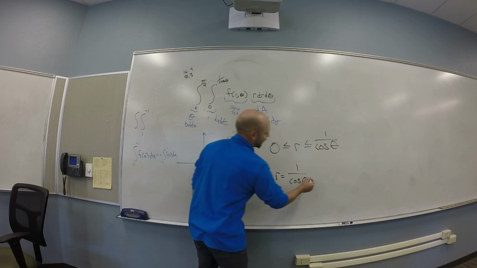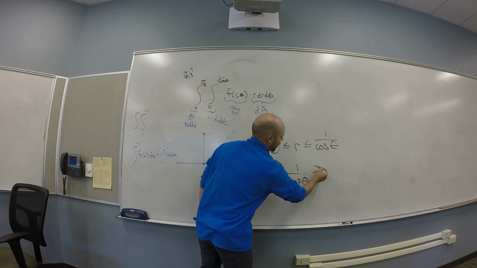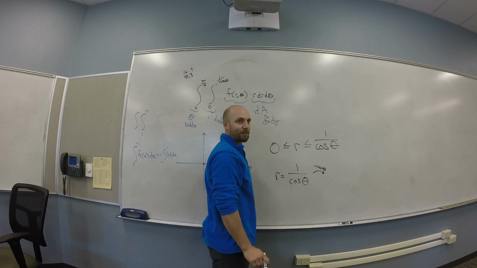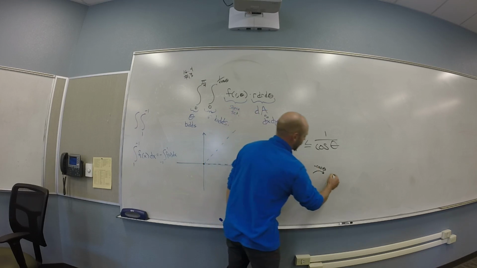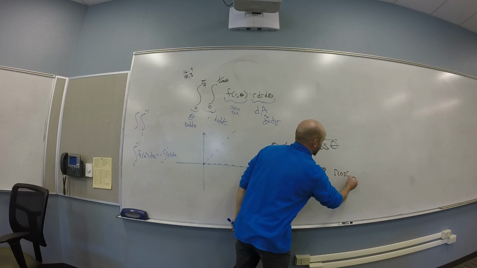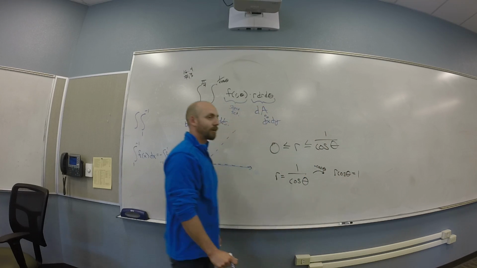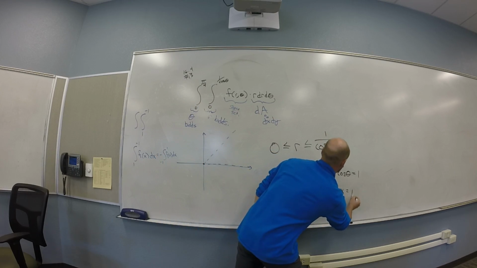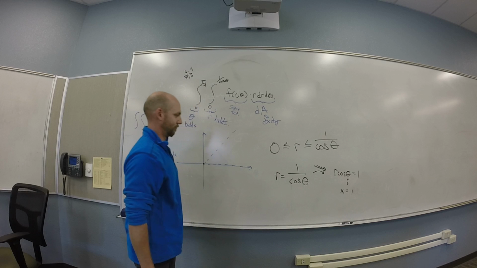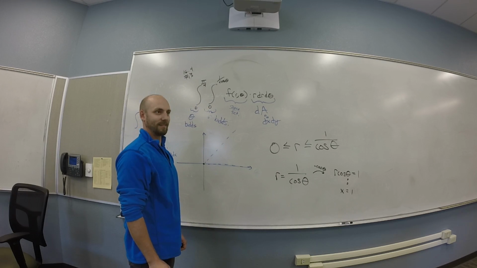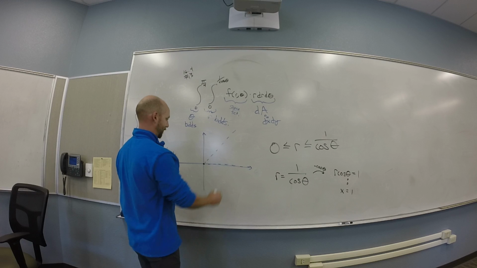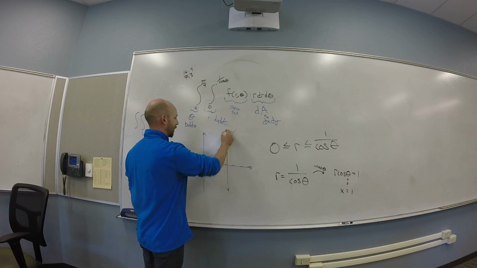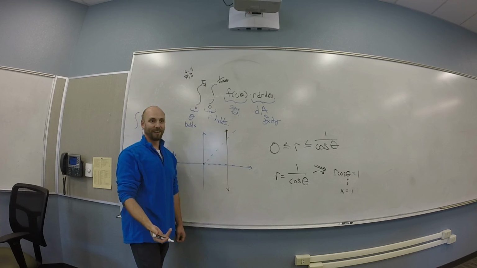Personally, I think it's probably easier just to translate it into human Cartesian language. Multiply both sides by cosine theta, and then translate into usual language. So if I multiply both sides by cosine theta, I get r cosine theta is 1. What's r cosine theta? x. Oh. What does x is 1 look like? It's not radius 1, right?